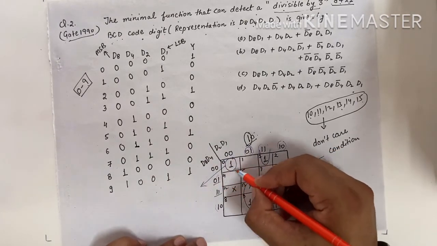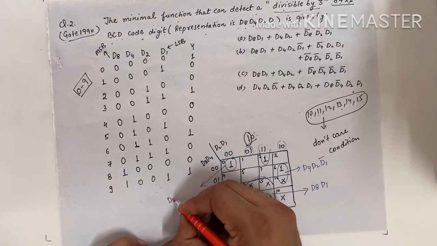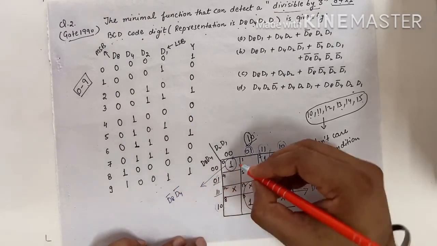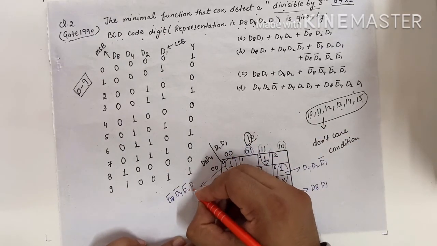Okay, now we have to group this. So this one is single. We see in the left 0 0, which means D8 complement and D4 complement, and in the top we see 0 0, this is D2 complement and D1 complement.